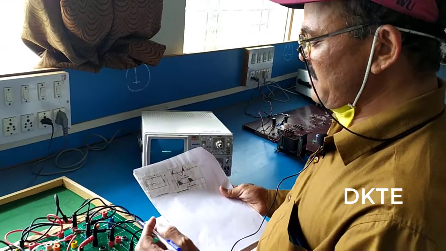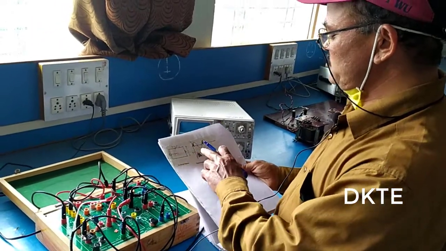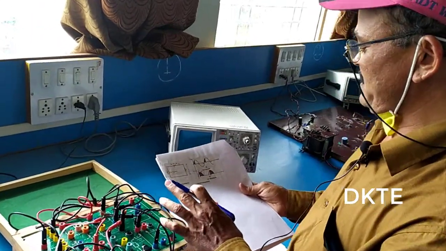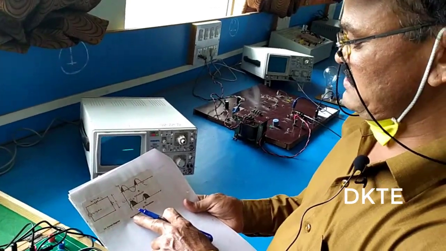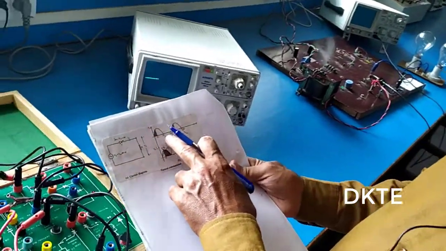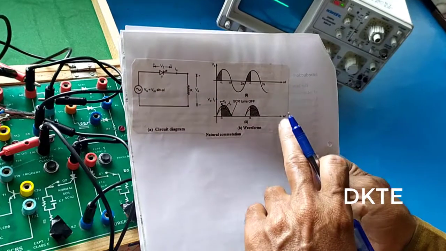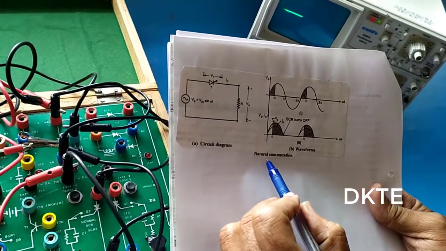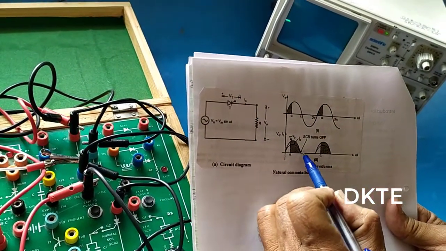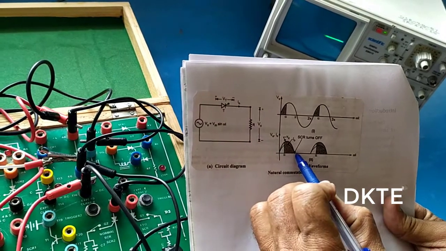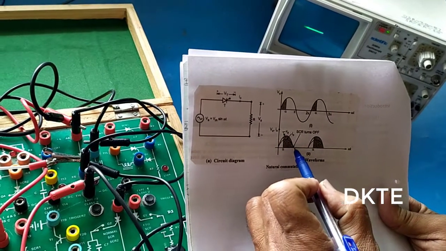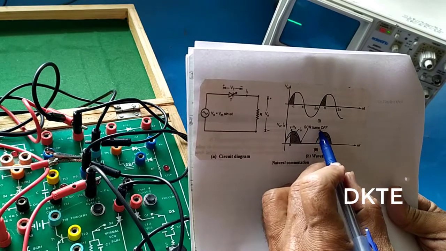Second experiment, SCR commutation method. The SCR is used to turn off the circuit in the DC supply. Generally, whenever the SCR is used in an AC supply, it is used in natural commutation mode. Natural commutation means that at the zero crossover point, the SCR turns off.